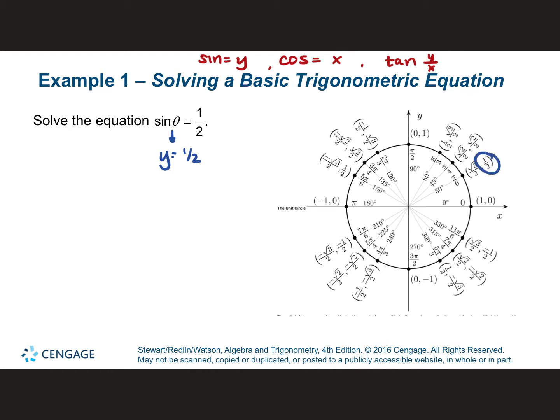You have positive 1/2 as a y value here, as well as here. Any other 1/2 that you see for your y values is a negative, so you don't work with those. You're going to take the theta or the radian that goes with that ordered pair where y is positive 1/2. So with this, we are working with pi over 6 as well as 5 pi over 6. So those are our two answers for this one.